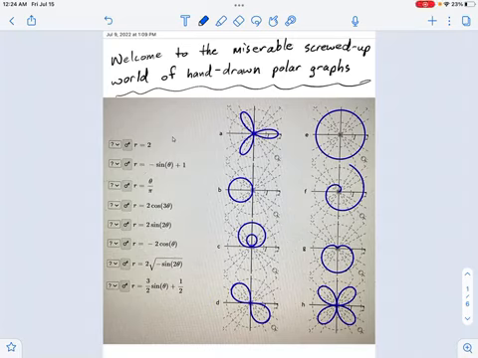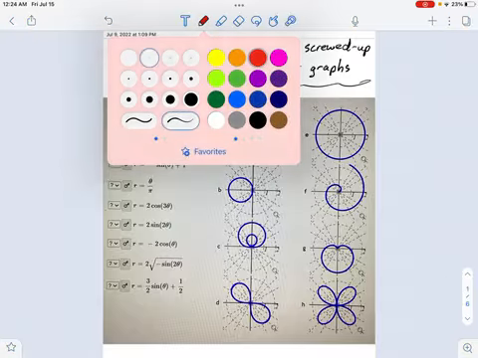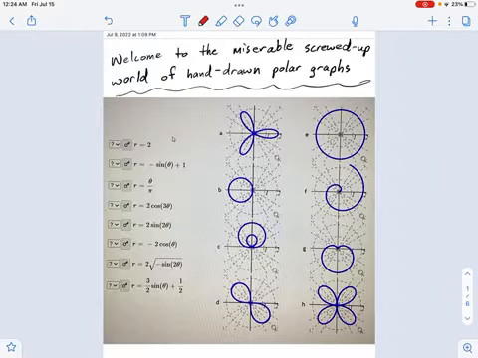Welcome to the miserable, screwed up world of hand-drawn polar graphs. You may think I'm being a little extreme, but just wait till we get going. Yeah, they look pretty, right? And there are things we could talk about that would help us classify certain types of these things.